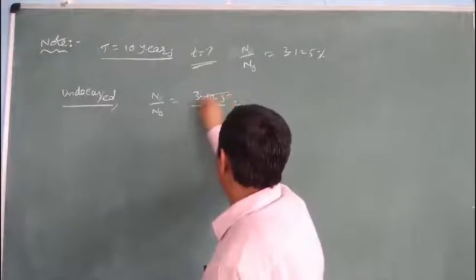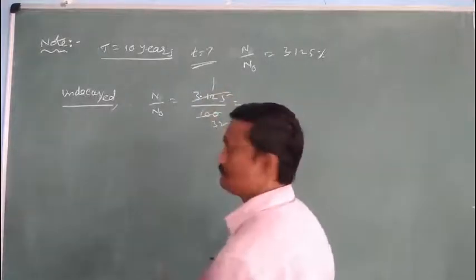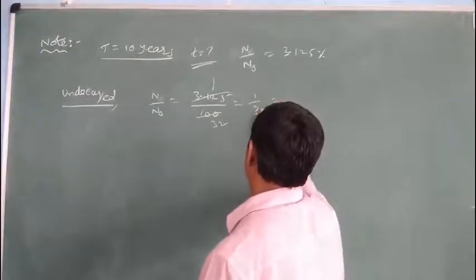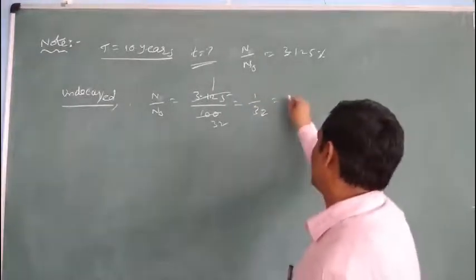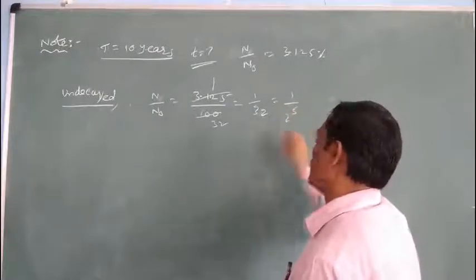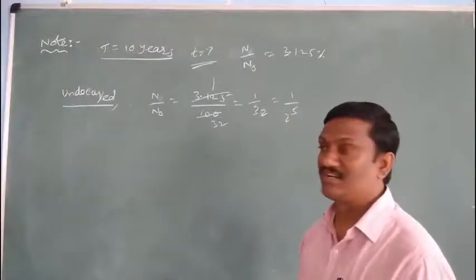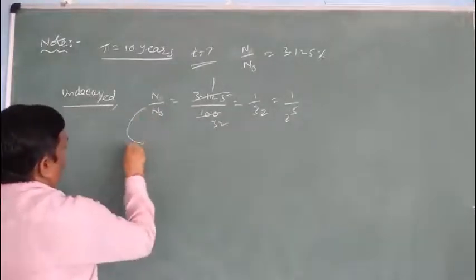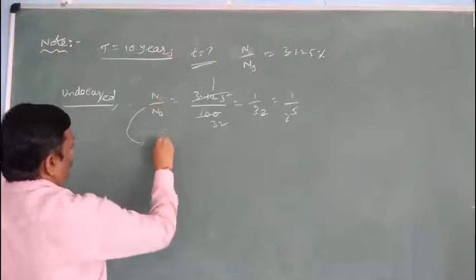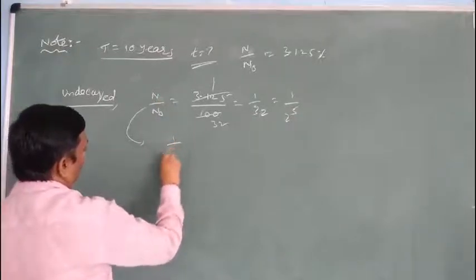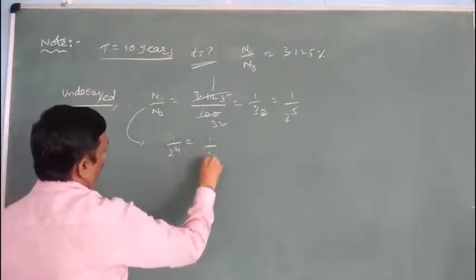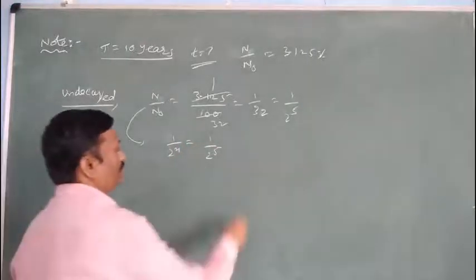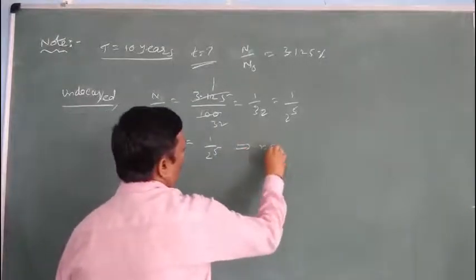Cancelling, it is 1 by 32. 1 by 32 means 32 is 2 power 5. 2 power 4 is 16, 2 power 5 is 32. But we know the fraction of atoms undecayed formula, N by N naught, is 1 by 2 power n. That is equal to 1 by 2 power 5. Comparing both, which are in the same form, the number of half-lives becomes 5.